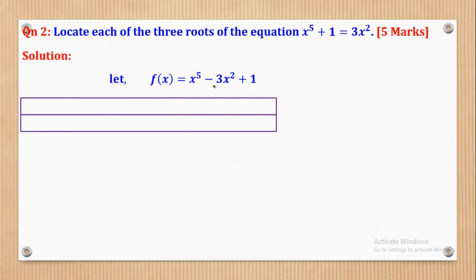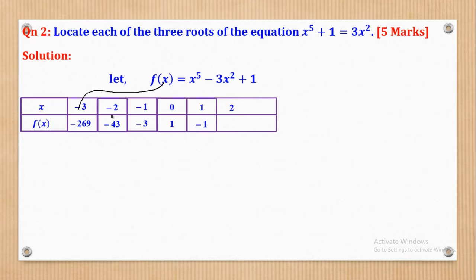Next is to tabulate our values. When I put -3 here, f(-3) will be -269. Then when I put -2, f(-2) will be -43. When I put -1, f will be -3. When I put 0, f will be 1. When I put 1, f will be -1. And when I put 2, f will be 21. When I put 3, f will be 217.